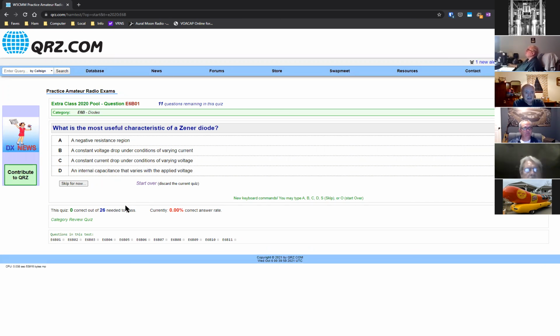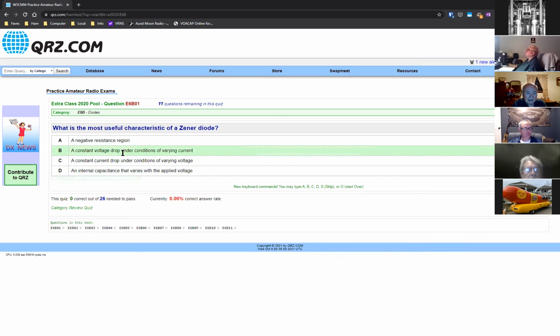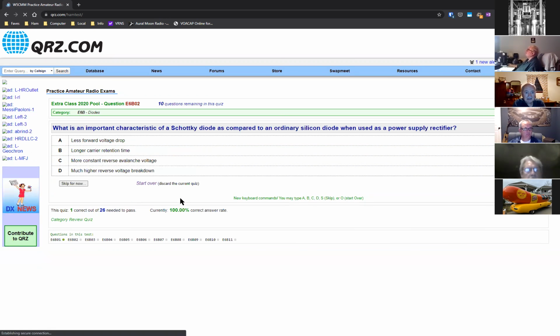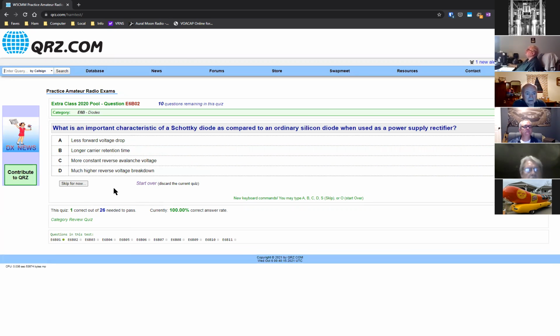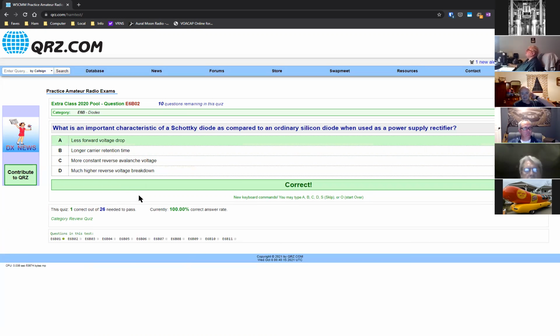What is the most useful characteristic of a Zener diode? B. Yeah, B. What is an important characteristic of a Schottky diode as compared to an ordinary silicon diode when used as a power supply rectifier? A. B. Yeah, that's going to be a lower forward voltage drop.